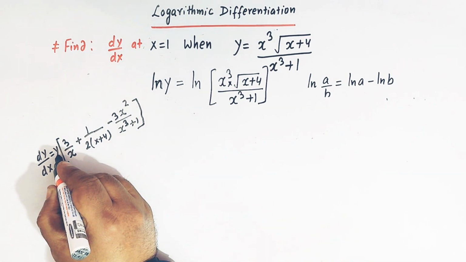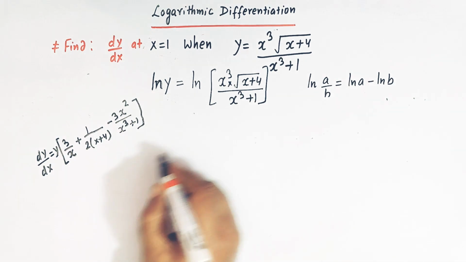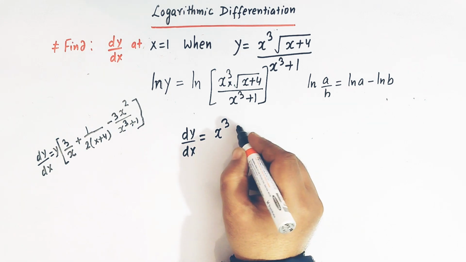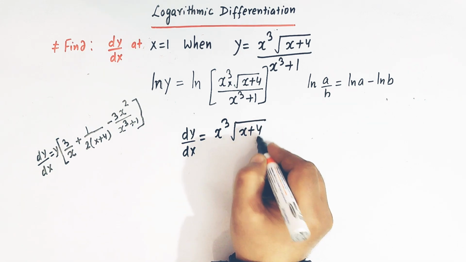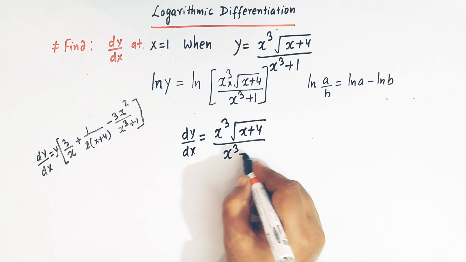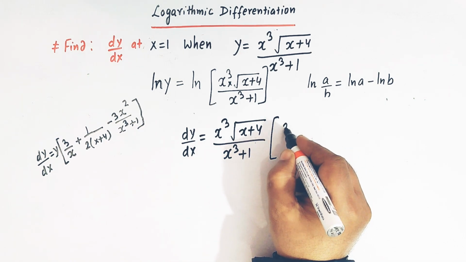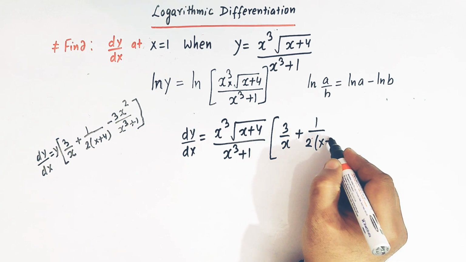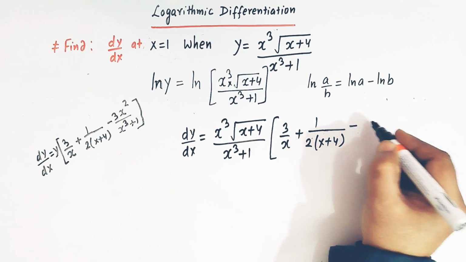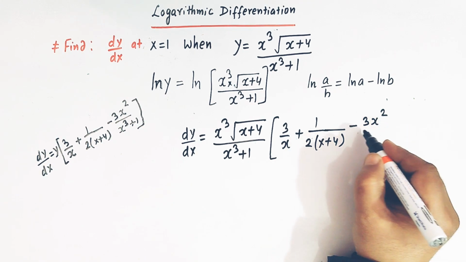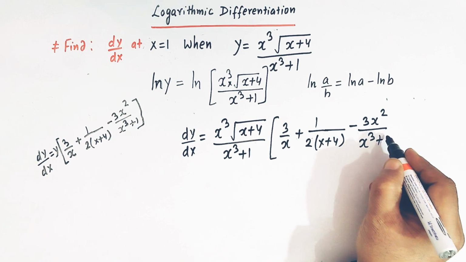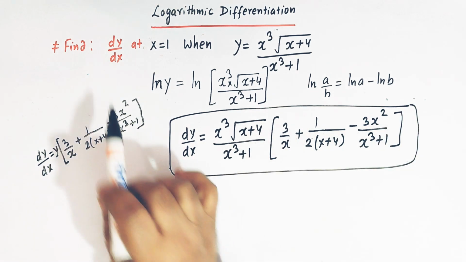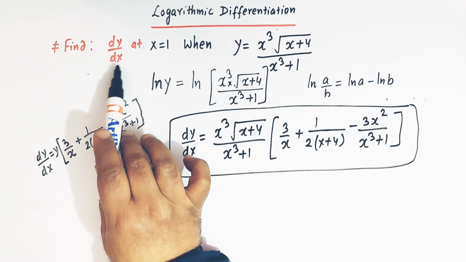So now we can replace this y by this expression. So dy over dx is now equal to x cube times the square root of x plus 4 divided by x cube plus 1, times 3 over x plus 1 over 2 times x plus 4, and then we have minus 3x square over x cube plus 1, right? So this is the derivative of y with respect to x.